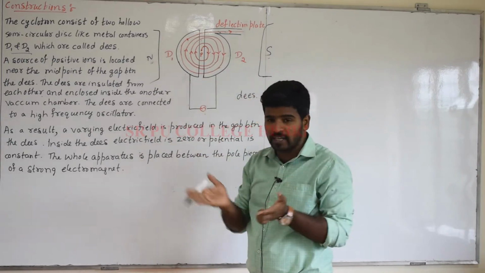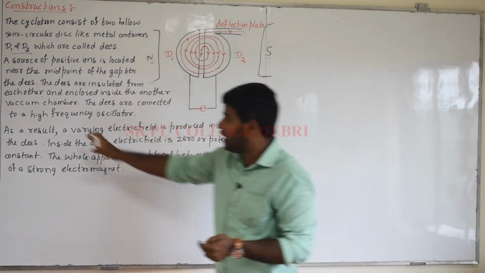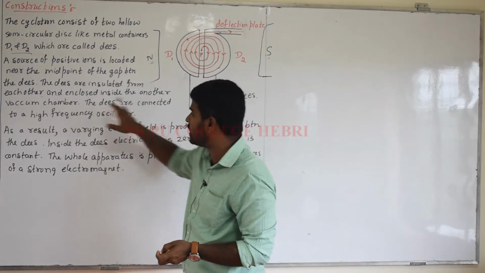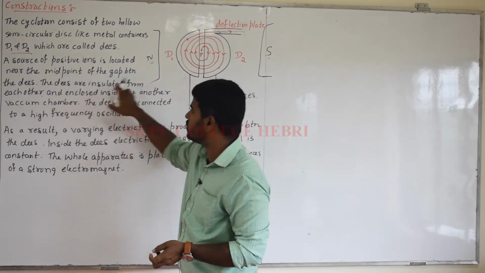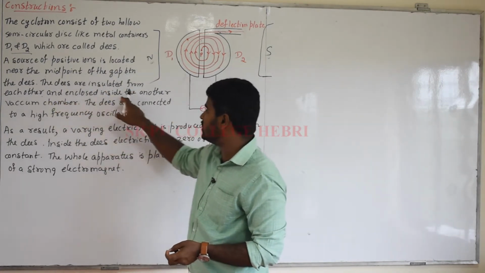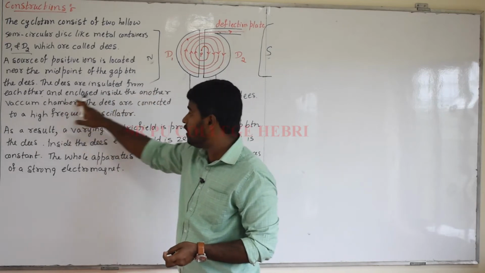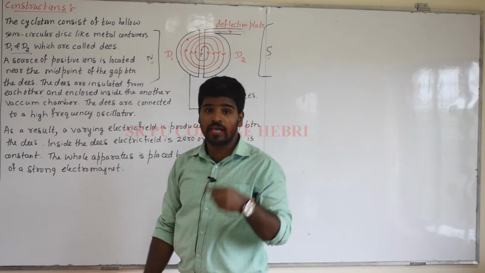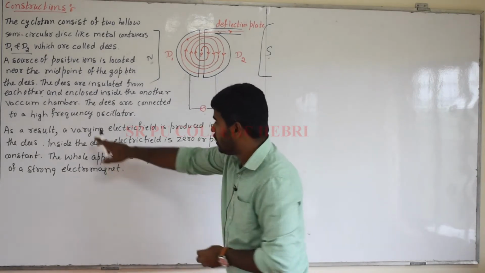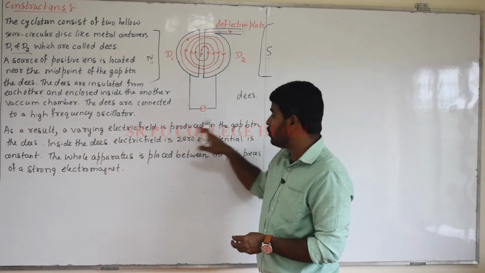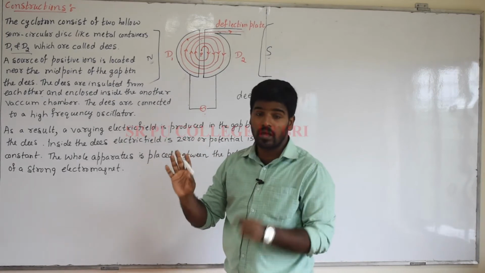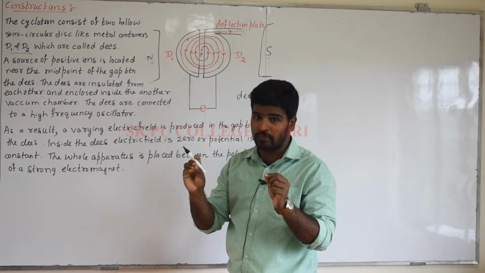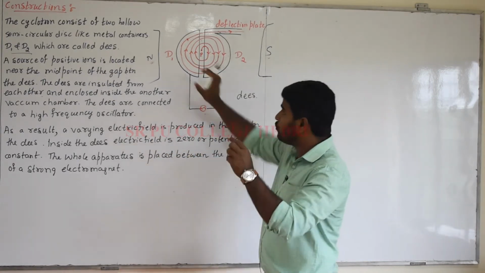Now the whole apparatus is placed inside the vacuum chamber. That point we are done here. The Ds are insulated from each other and enclosed inside a vacuum chamber. Now the Ds are connected to a high frequency oscillator. As a result, a varying electric field is produced in the gap between the two Ds.